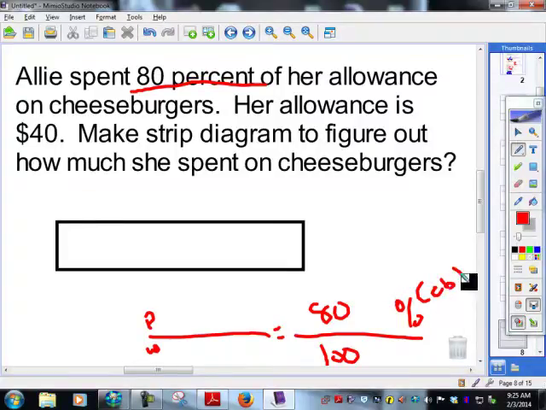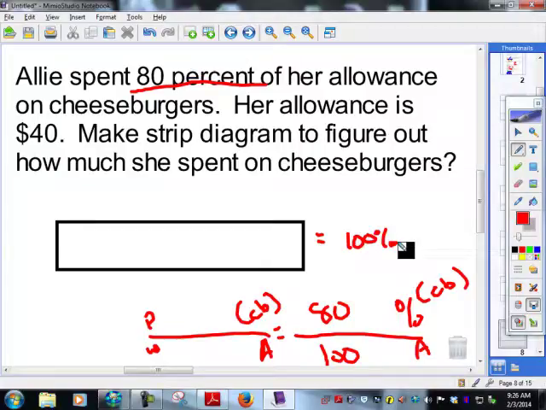Yeah, it's the amounts she spent on cheeseburgers, CB, cheeseburgers. Okay, so then this is the actual amount she spent on cheeseburgers. This would be her total allowance. Is that cool so far? The reason why is, what does the whole strip represent always? 100%. Okay, that's the thing I'm trying to get you guys to see.